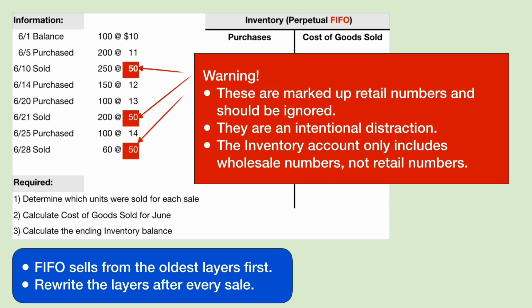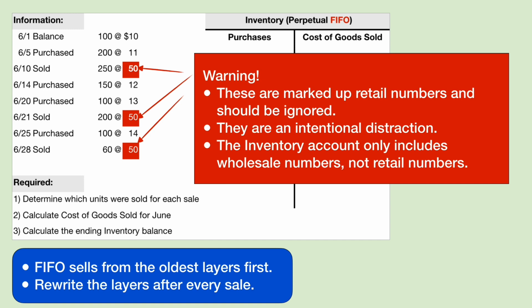Notice these red numbers. We sold inventory on June 10th, 250 units at $50. That $50 is a retail price. It's a marked up price. And if that price is anywhere in the problem, it's a distraction because we don't use marked up retail numbers in calculating the cost of goods sold in the inventory account. The inventory account only has our costs, our wholesale costs, not anything we've marked up to retail.